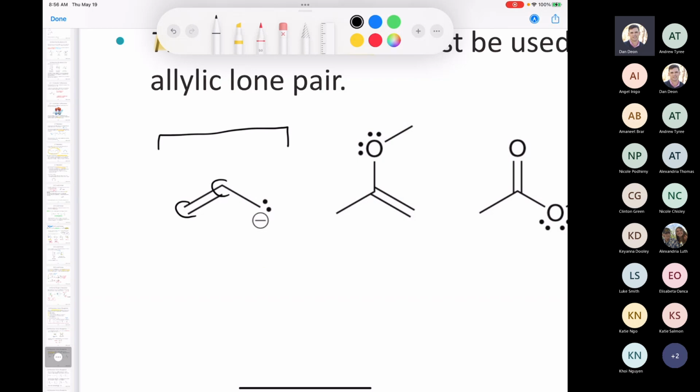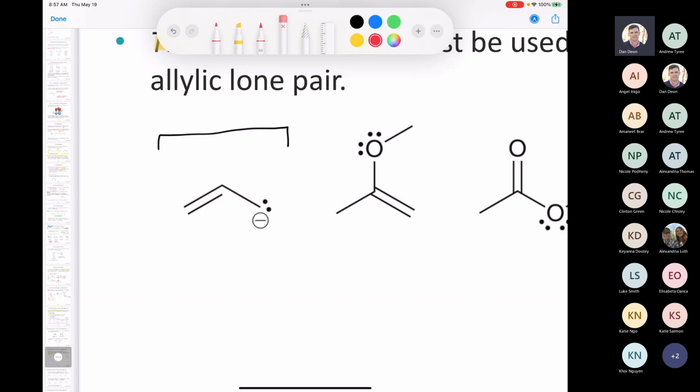These are vinylic carbons. This is an allylic hydrogen. There is no lone pair on the hydrogen. There's none here. There's none here. But this is an allylic carbon. It also has two hydrogens bound to it, but it's got a lone pair. Is that an allylic lone pair? Yes, it's an allylic lone pair. And thus, we can draw a resonance contributor.